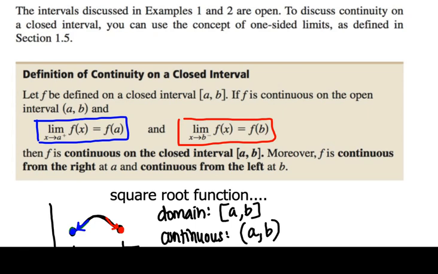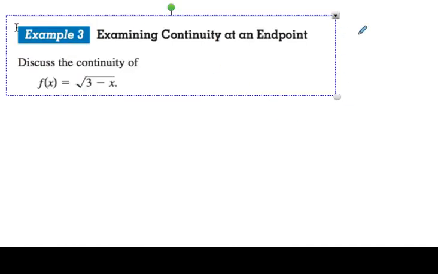Therefore, we're going to have continuity on an open interval A to B. Okay, so it's going to be continuous from A to B. We're also going to say that it is continuous all the way because the domain is continuous from A to B. So let's examine continuity at an endpoint.